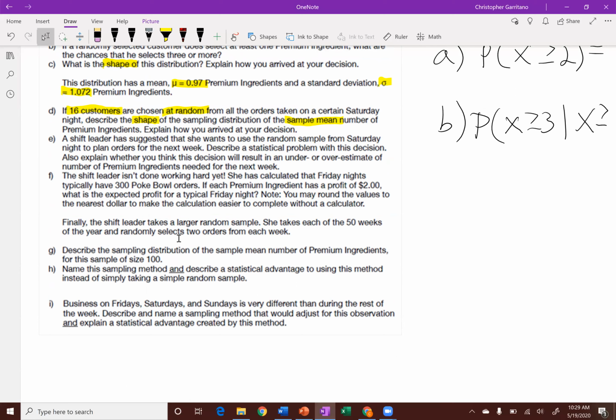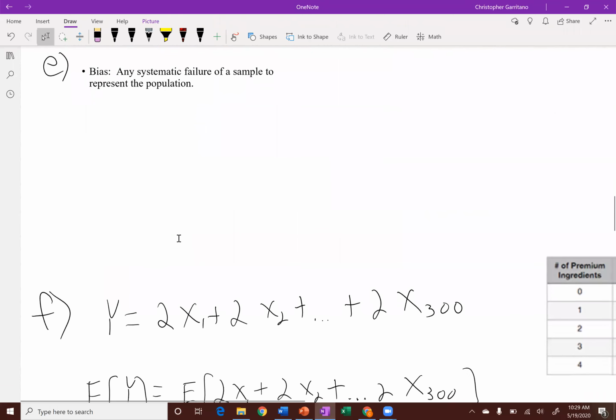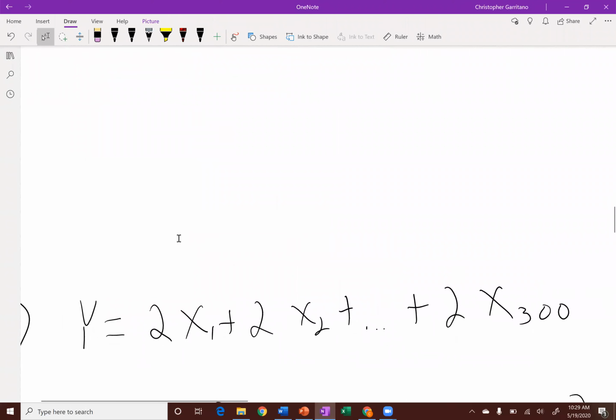All right, so the shift leader is not done working hard yet. She has calculated that Friday nights typically have 300 poke bowl orders. If each premium ingredient has a profit of $2, what is the expected profit? All right, so we have an expected value calculation. We now have a new random variable. We're talking about profit here, profit.